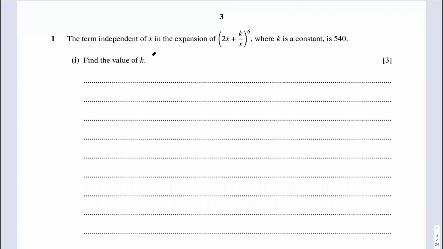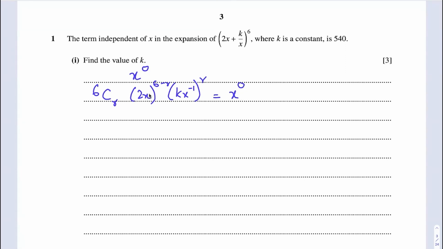In question 1, the term independent of x in the expansion is 540. So we know that the independent term means that the power of x is 0. So either we can guess which term will give us the independent term, or we can use this expansion formula, which is 6Cr a to the power n minus r, and this is k x to the power minus 1 to the power r, x to the power 0.